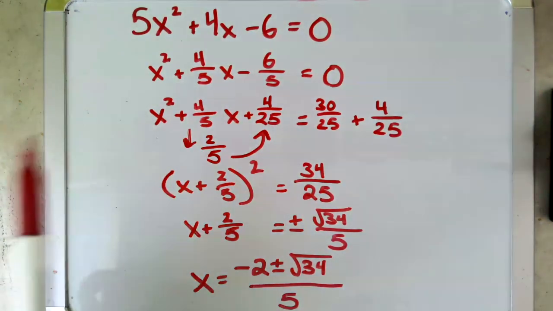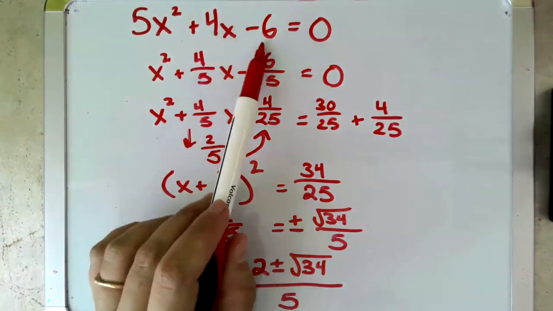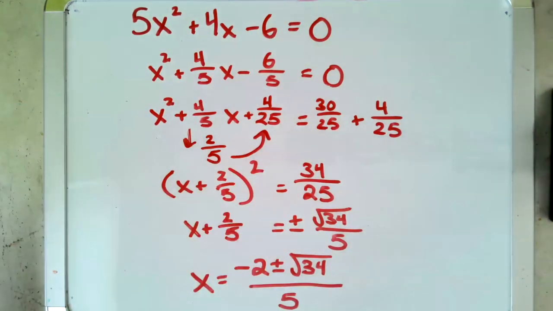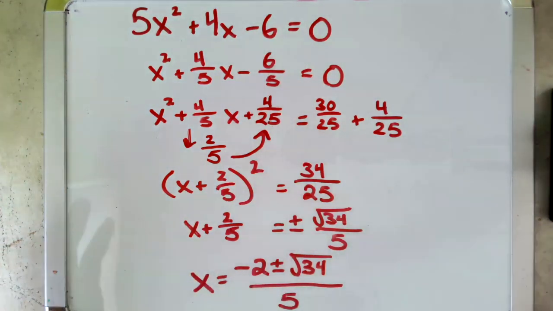Now, if you were to take this as your A, this as your B, and this as your C, and plug it into the quadratic formula, you would absolutely get this. So it's just a question of, what do you like to do more? Do you like to use the quadratic formula and simplify square roots, or do you like to use completing the square and do some work with fractions?